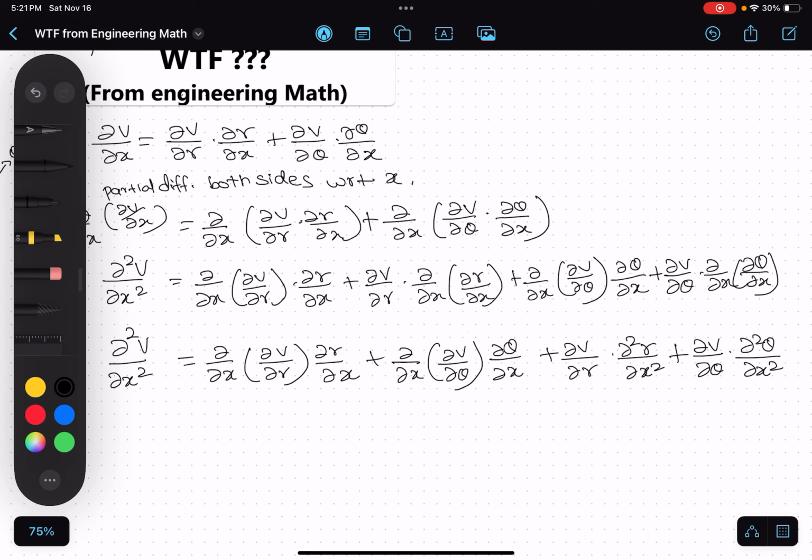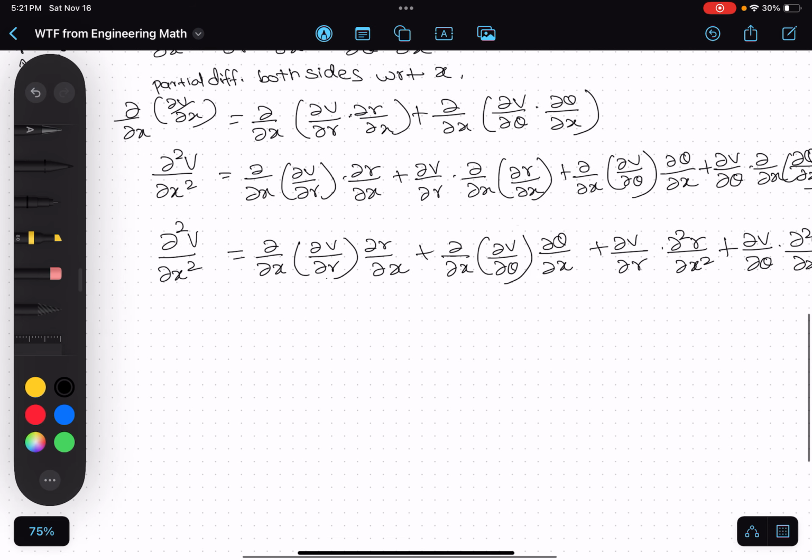Okay. Now how do we take partial derivatives of these things? Now notice that this partial b by partial r.